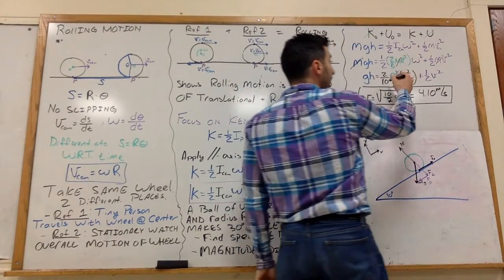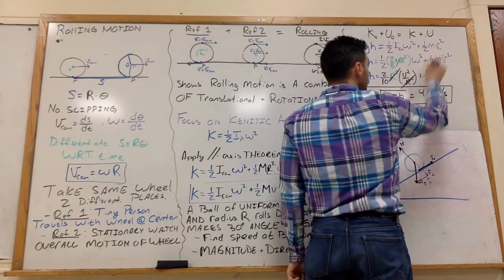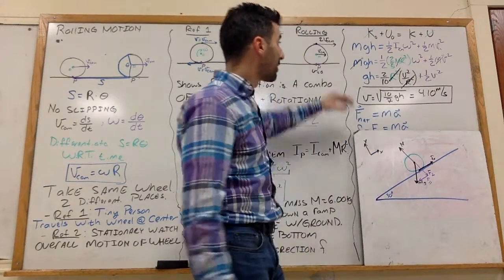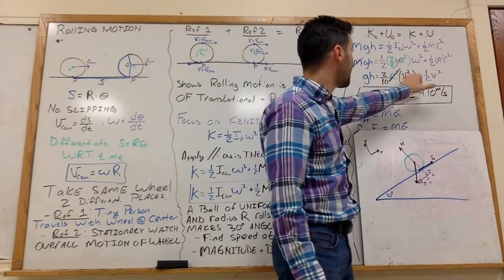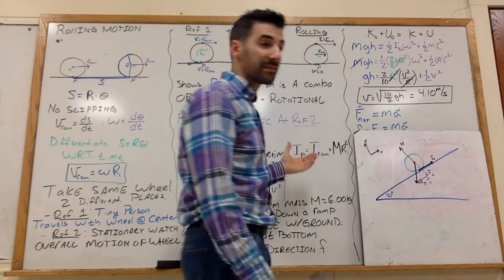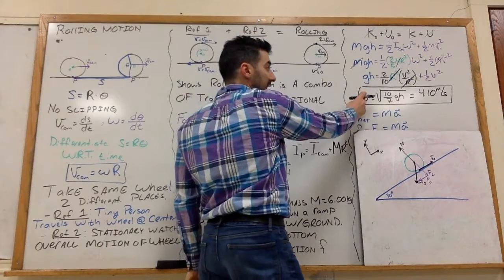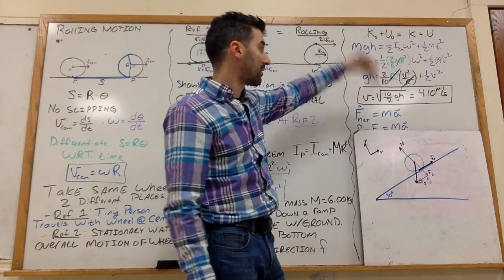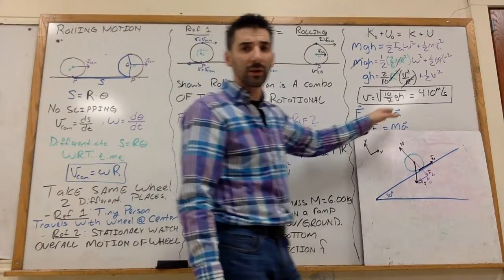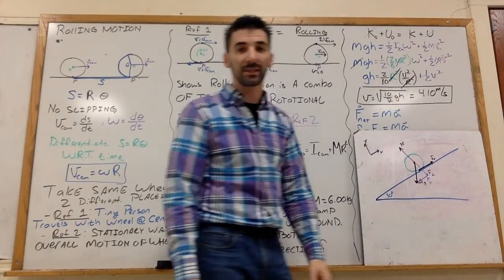Now here again, I can cancel out my r squared. And now I'm left with something that's simple, and I have my velocity in terms of things I can deal with. Do a little bit of math. You get a final velocity at the bottom of the hill that's equal to the square root of 10/7 g times h, which comes out to 4.10 meters per second.